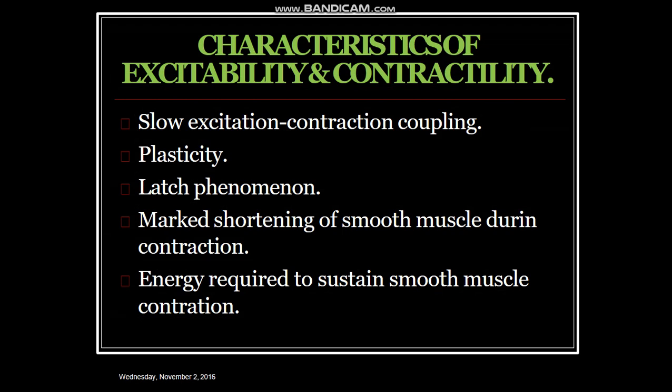The latch phenomenon is a characteristic of smooth muscle. It is mostly asked in the viva: what is the latch phenomenon? Marked shortening of smooth muscle during contraction, with energy required to sustain the smooth muscle contraction.